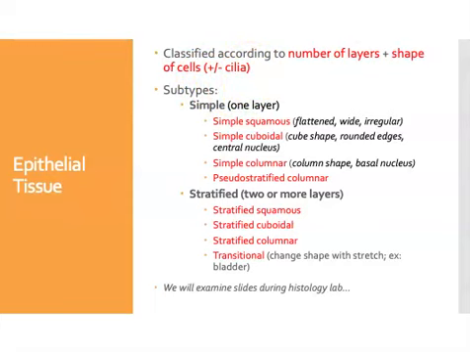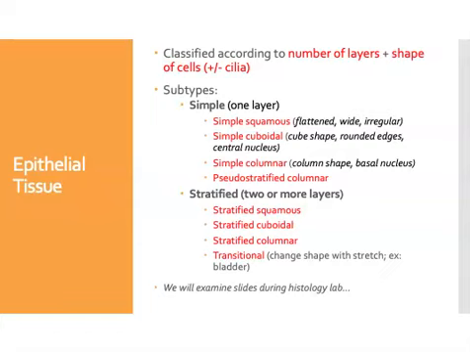So, generally speaking, there are two broad subtypes of epithelial tissue. There's what we call simple epithelium, and there's what we call stratified epithelium. Simple just means single layer, and stratified means multi-layered.